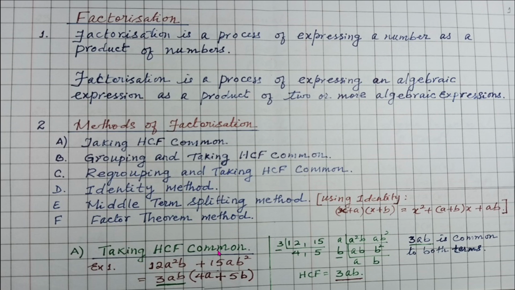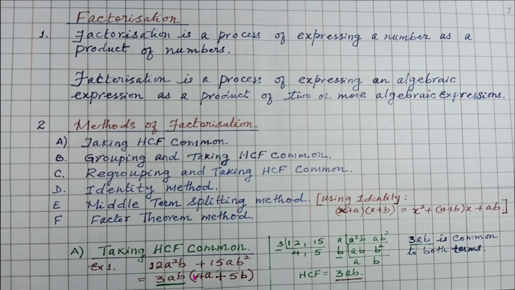Now the first method is taking HCF common. Now we have the algebraic expression 12a square b and 15ab square. Now the factors which are common in these two, let us see what are the factors here. So let us take the constants first, 12 and 15. The HCF of 12 and 15 is 3. So 3 is common. Then the HCF of a square and a is a, and a is common. HCF of b and b square is b, so b is common. Take the product of the common terms, 3 into a into b, so 3ab is the HCF of both.